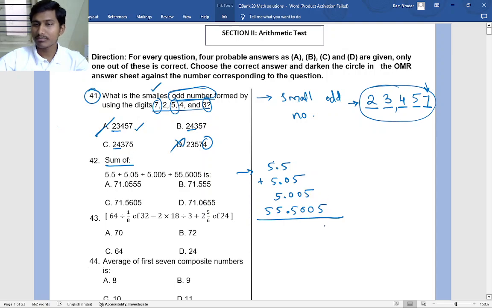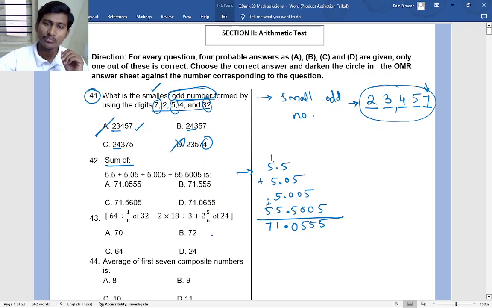So in this place it is 5. Then 5 plus 0 is how much? 5 here, and 5 plus 0 is 5 here, 5 plus 5 here, right? So this is 5, this is also 5. 5 plus 5 is 10, right? Carry 1 here and the decimal point as it is. Next we have to add. So 1, 2, 3, 4 are there, 5. 5 fours are 20, 20 plus 1, 21, carry 2 here, 5 plus 2 is 7. So 71.0555 will be the answer.